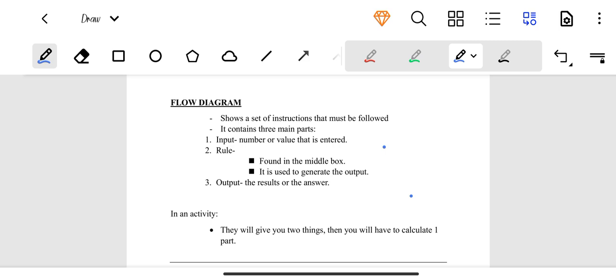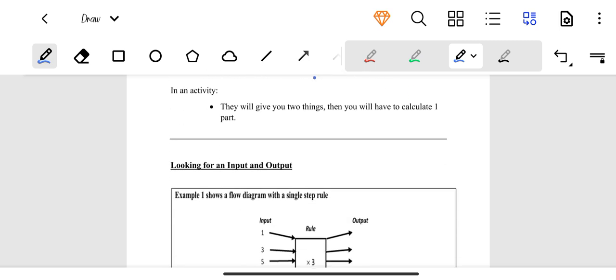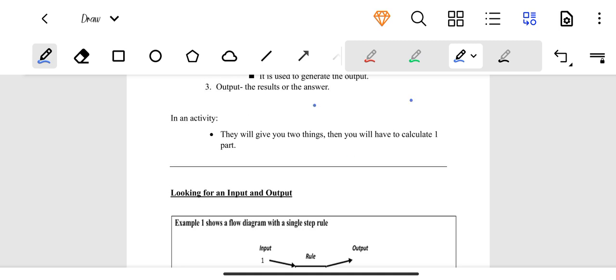Then we have number three, which is the output. The output is the result that comes out once you are done with the preparation of the pap, which is going to be the pap. Remember, the input is the maize, water and so on. The rule is whatever you do to cook pap, for example pouring water in the pot and stirring, and then the output is going to be the pap.